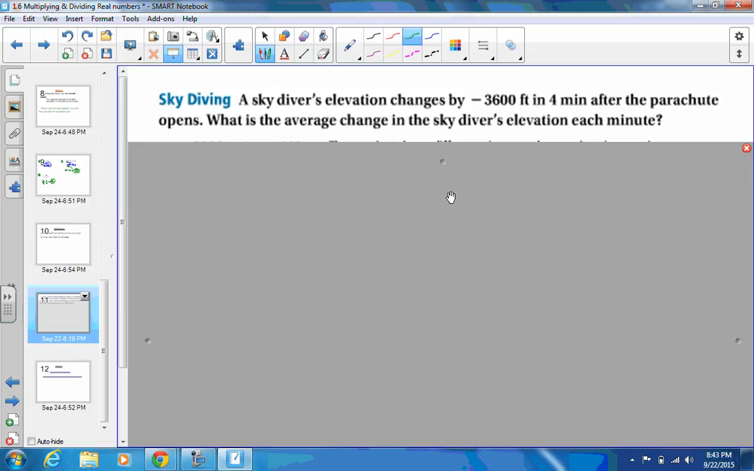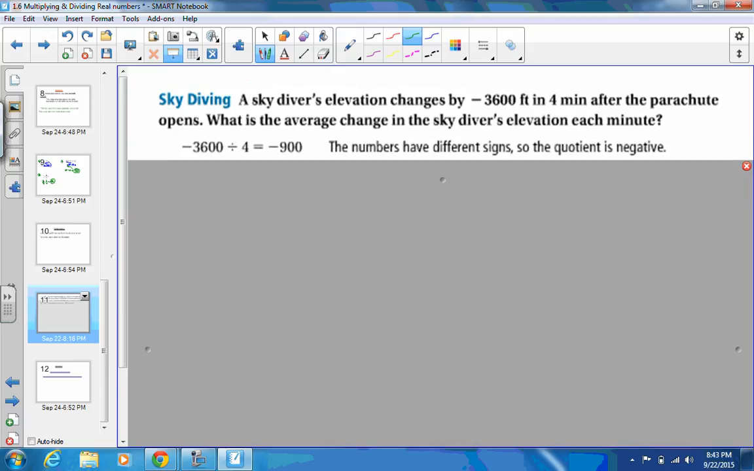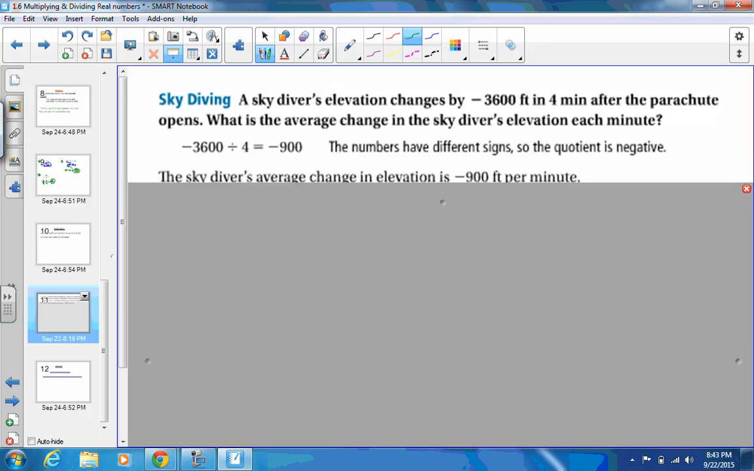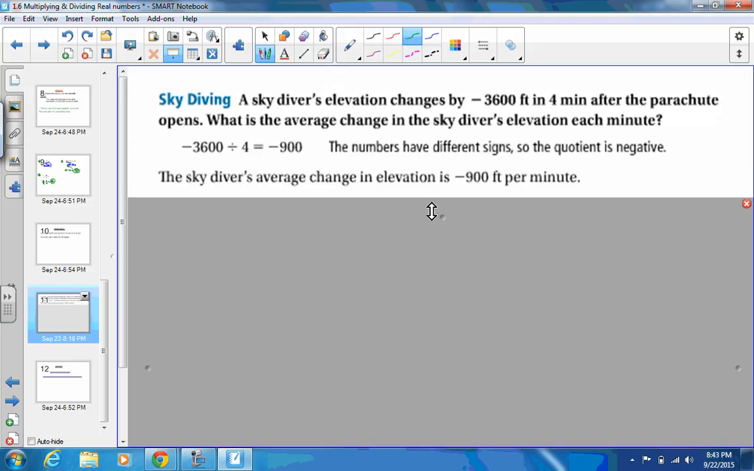So we've got it for 4 minutes. We're going to figure the average per minute. So we're going to divide it out. So we're going to do that negative 3,600 and divide it by the 4 minutes. You actually get negative 900. So that means, and here note that since there's different signs, the quotient is negative. And that means that the skydiver's average change in elevation is negative 900 per minute. Okay, so that's just a real life example of how this is applicable to you.